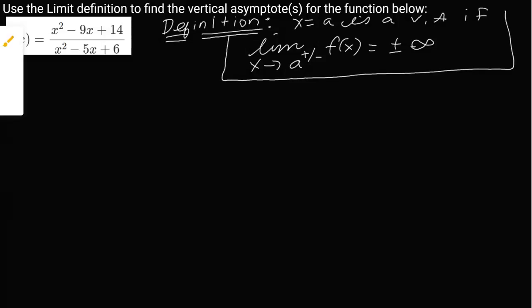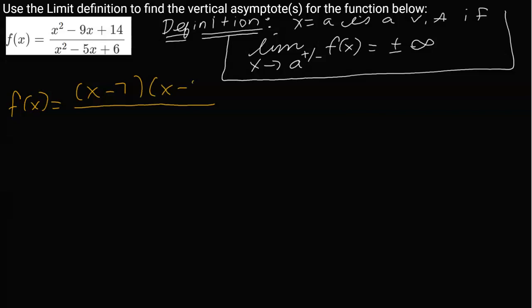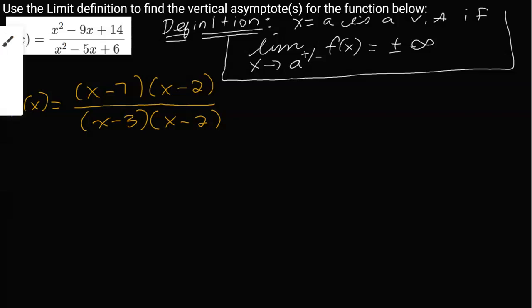asymptote. So when looking at this function, let's go ahead and see if we can factor and do something clever here. So the numerator: 14, 9, so I'm thinking 7 and 2, (x minus 7)(x minus 2). The denominator, with positive 6 at the end and negative 5 in the middle, I'm thinking (x minus 3)(x minus 2). So what happened there? What happened there is we can reduce. Okay, so we can reduce this right here.